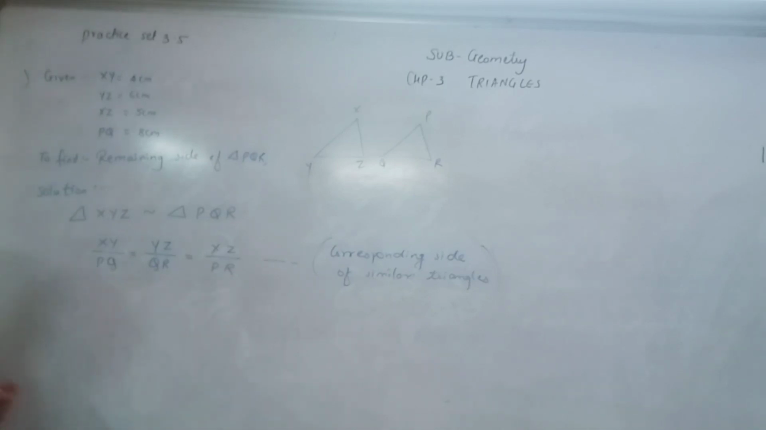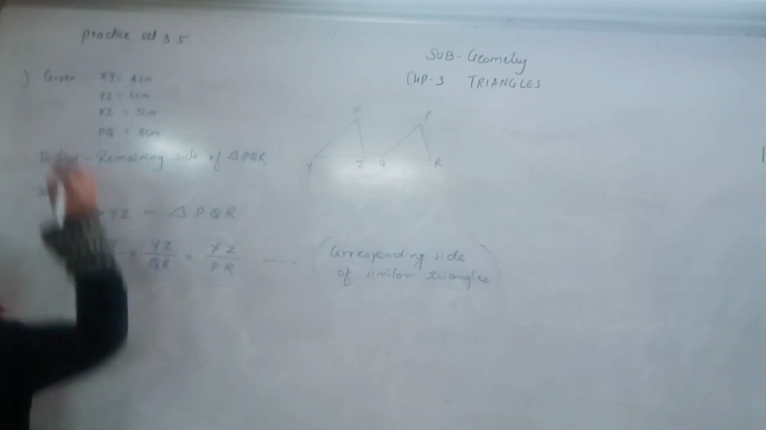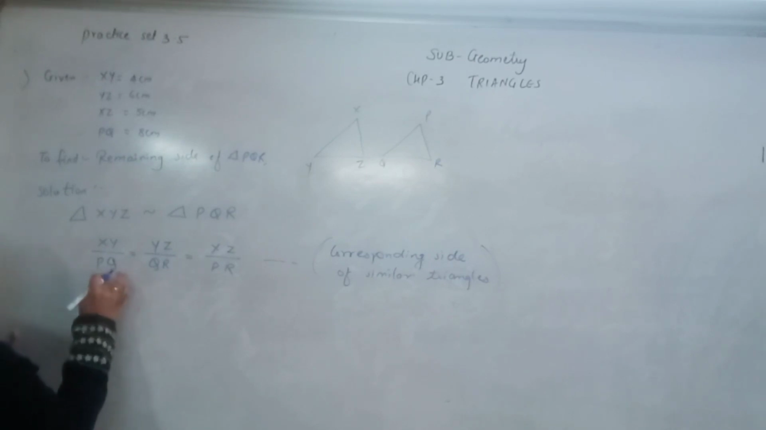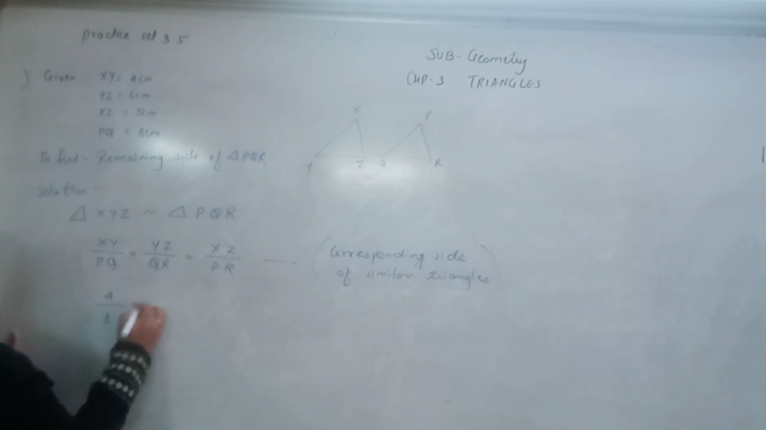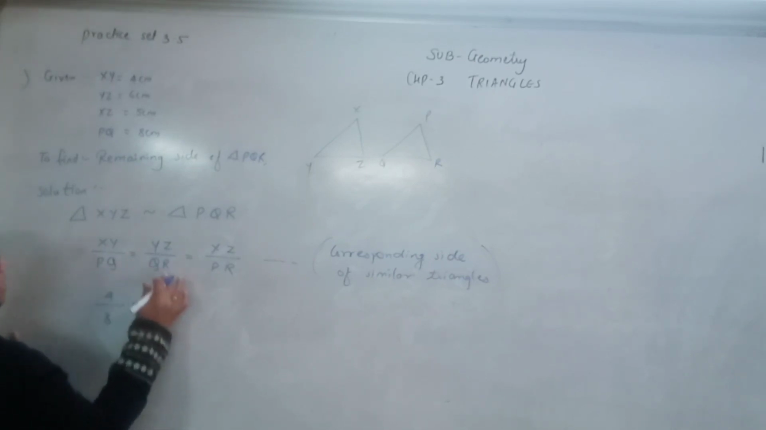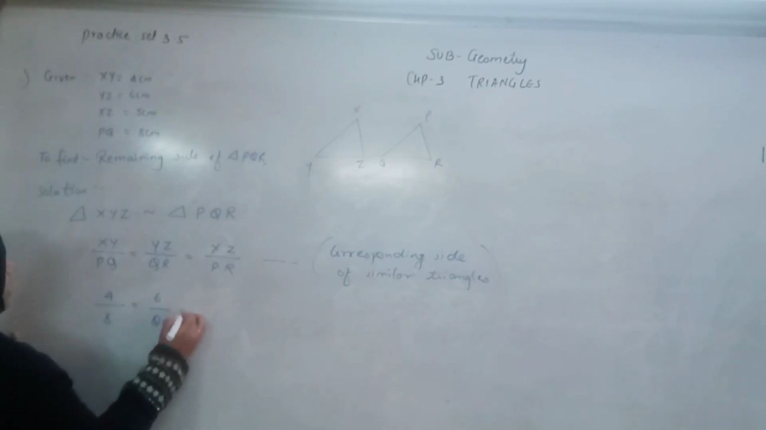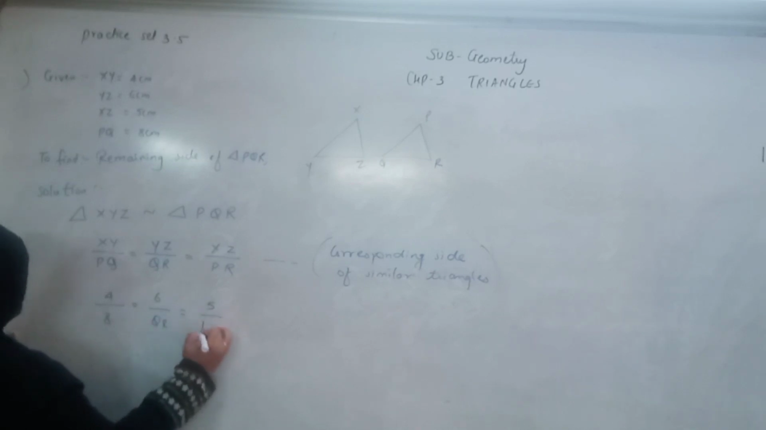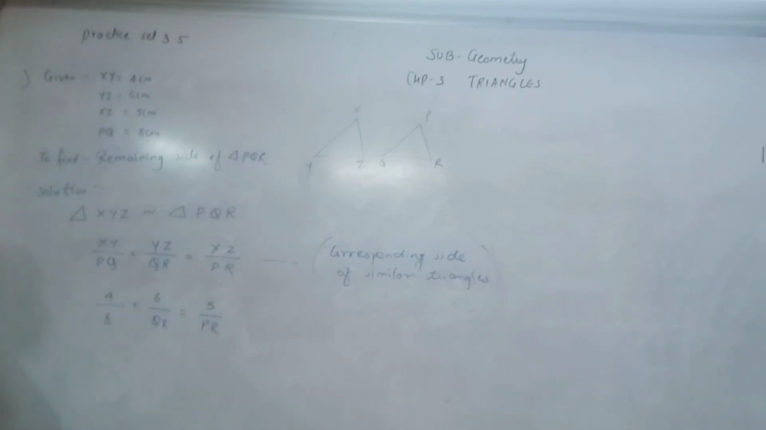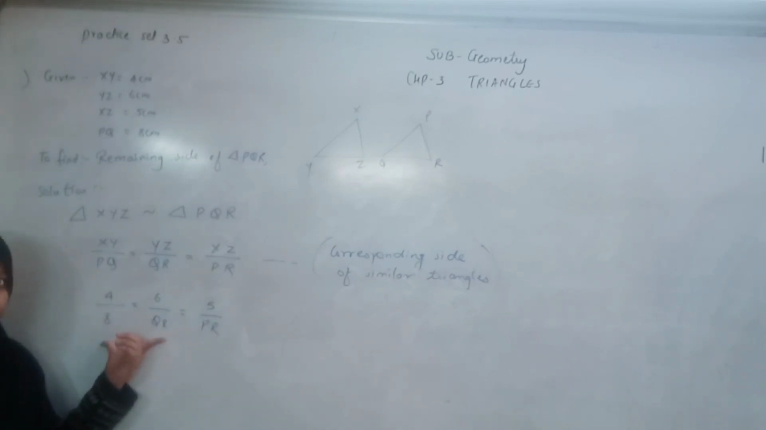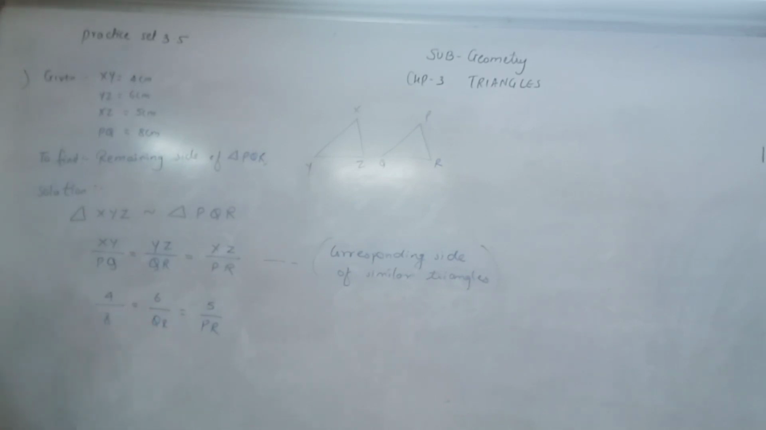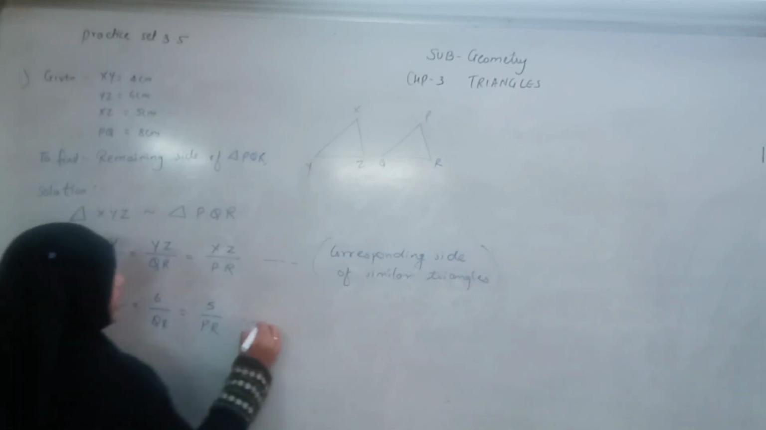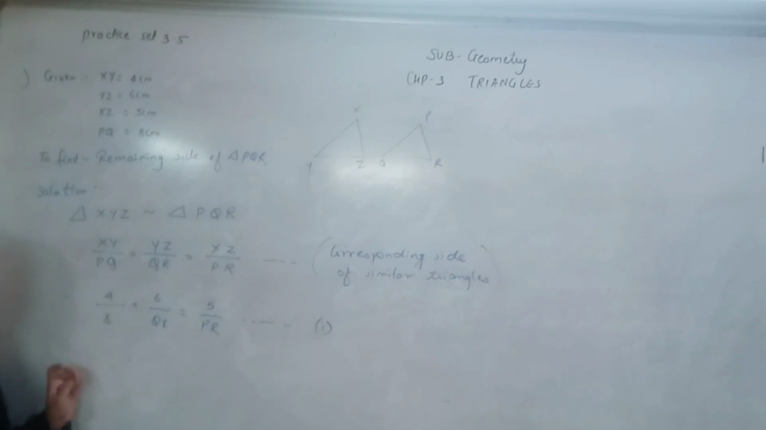Now whatever values we have, shall we take them? Sure. So I will put the values. XY I have 4, PQ I have 8, equals YZ I have 6 and QR I don't have, and XZ I have 5 and PR I don't have. Understood? Now I am going to take these two ratios. You can take it as equation number 1 for us. Right? Now I am going to take this ratio.